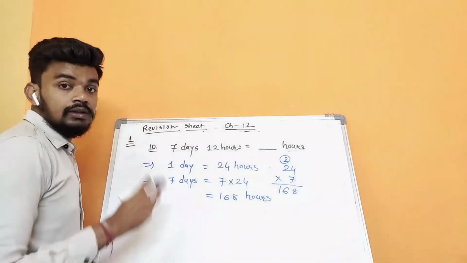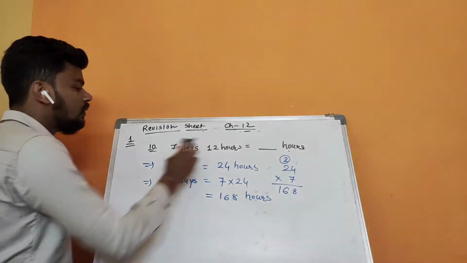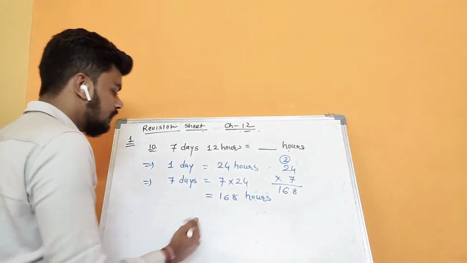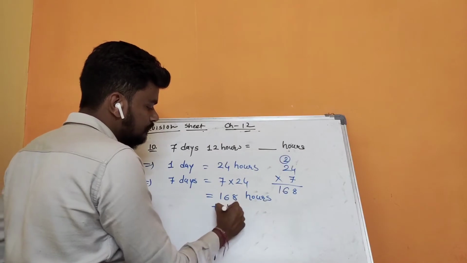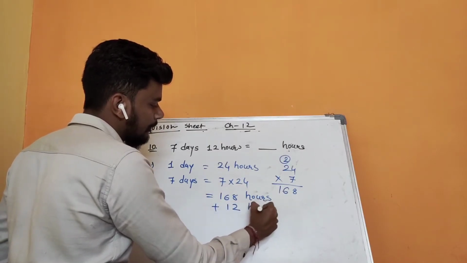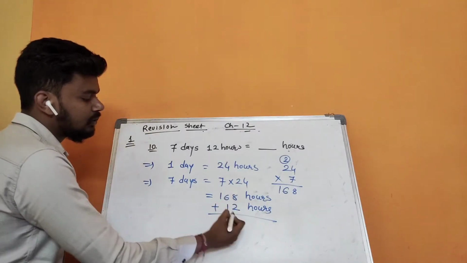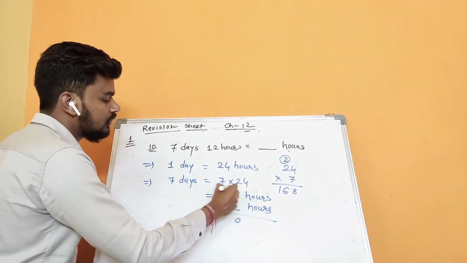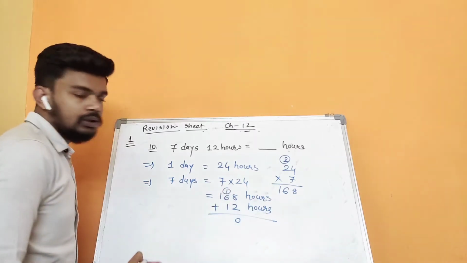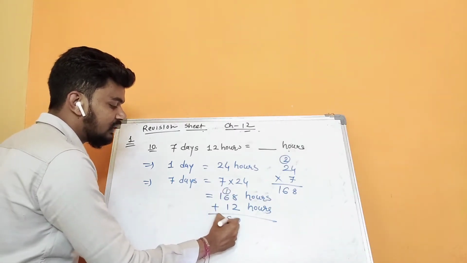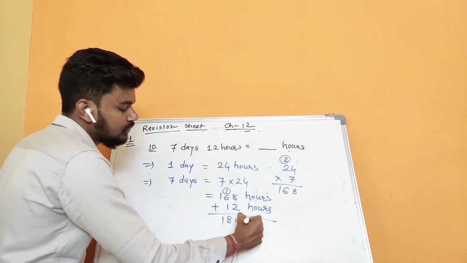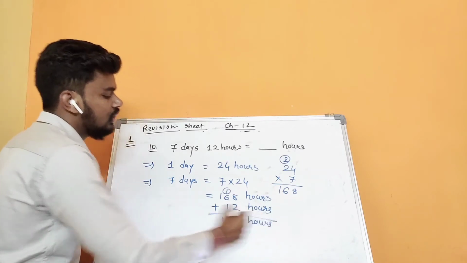And this is not the final answer. This 12 hours also we have to add in this one. So at last we got the final answer. 8 plus 2 is 10, 1 carry over. 6 plus 1 is 7, plus 1 is 8, 1. So the final answer is 180 hours. Right?